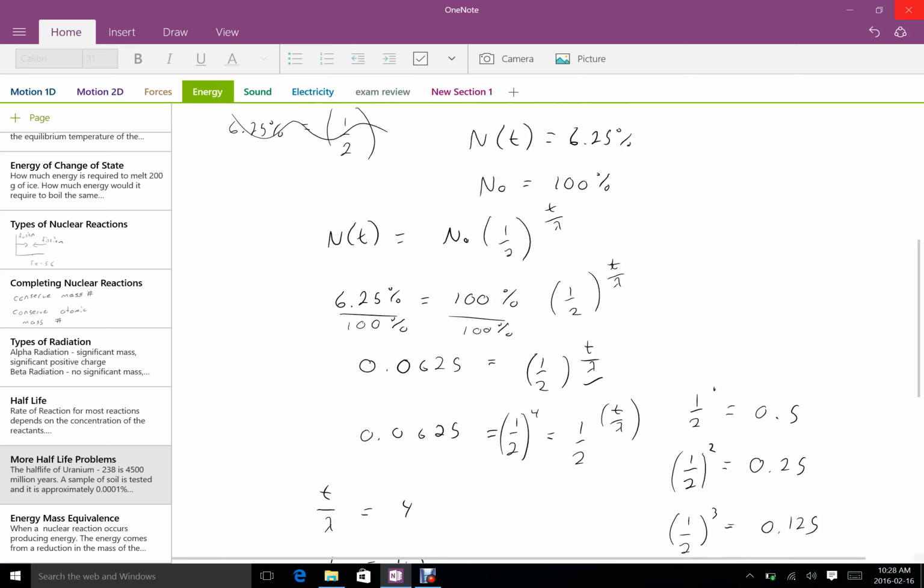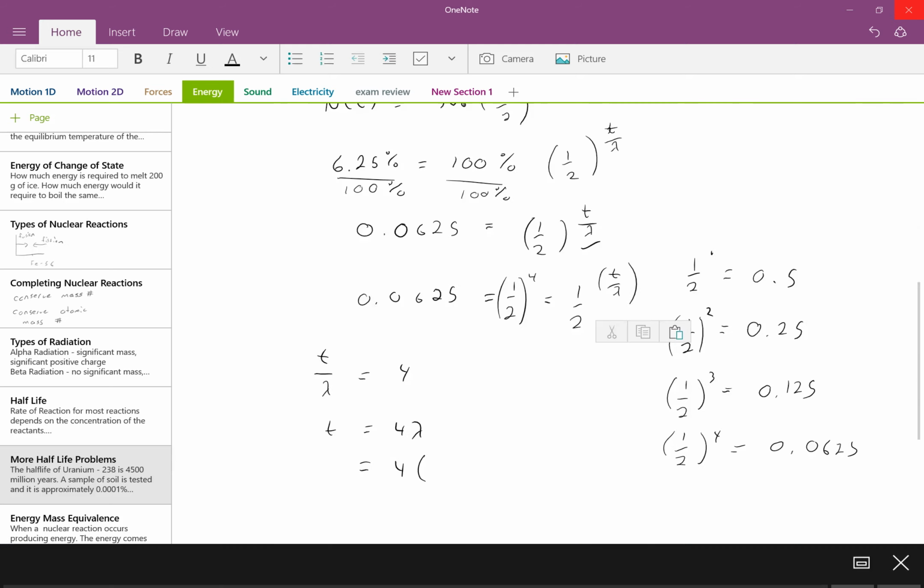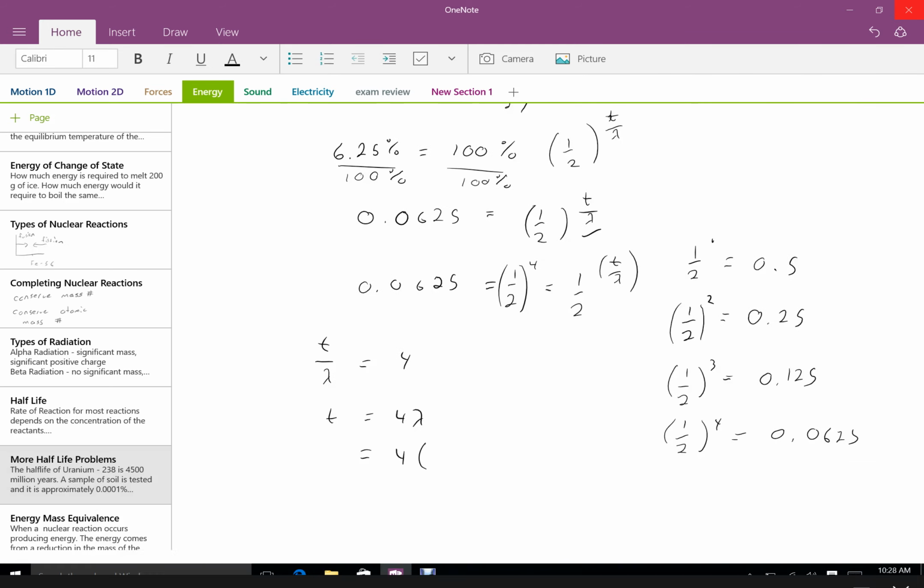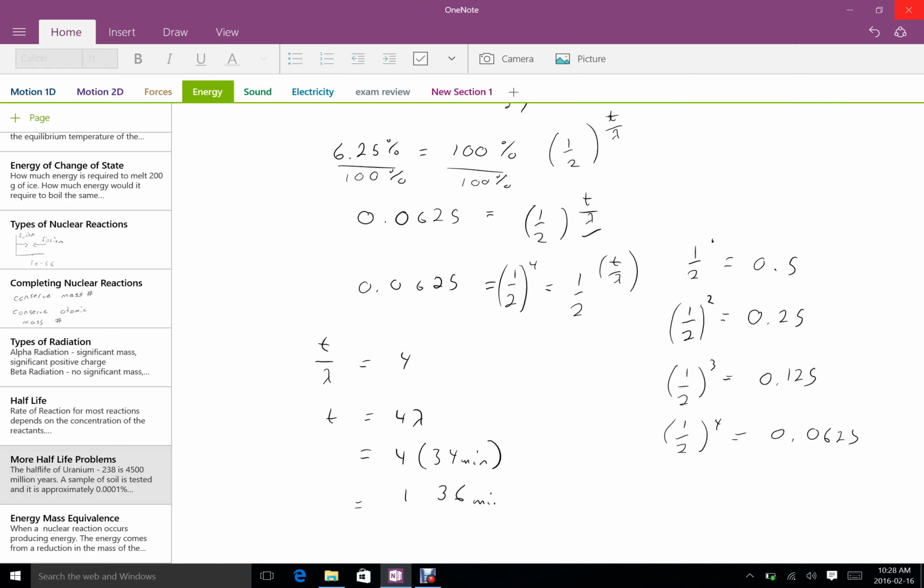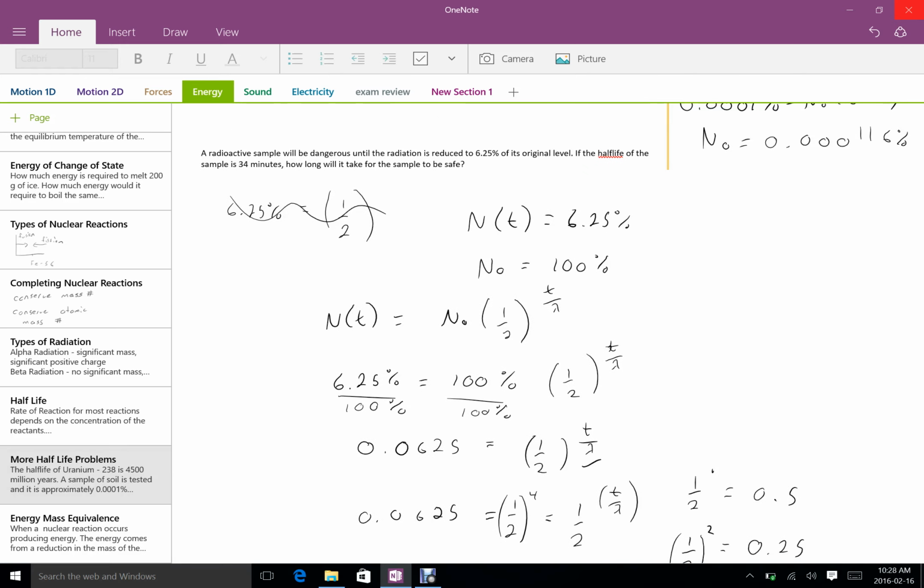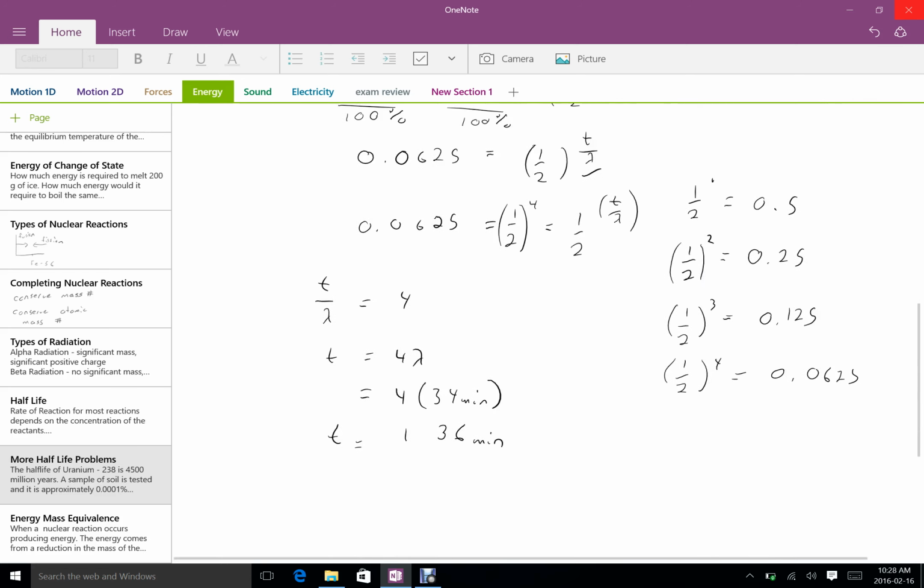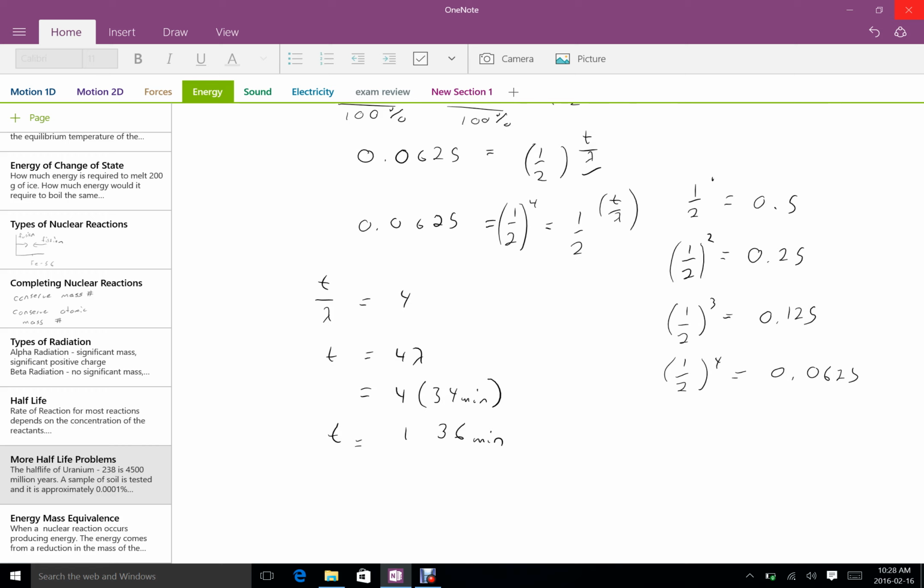Each half-life is 34 minutes long. And so this is going to take 136 minutes. So this sample will be reduced to 6.25% of its original level, which we said will make it safe, after 136 minutes. So if we wanted to do any work with that sample, we just have to avoid it for that period of time.